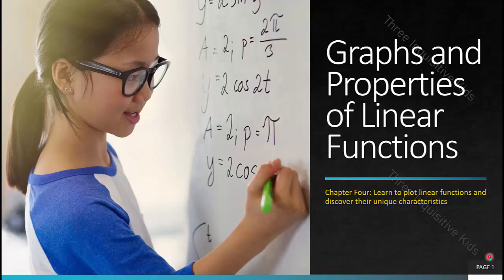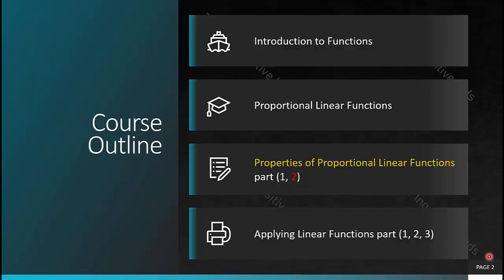In this lesson, we're going to be learning about the graphs and properties of linear functions. Chapter 4: Learn to plot linear functions and discover their unique characteristics. As you know, this is part 2 of the lesson Properties of Proportional Linear Functions. In the last lesson, part 1, we learned how to graph proportional functions, a type of linear function, and we analyzed and observed their similarities and characteristics.